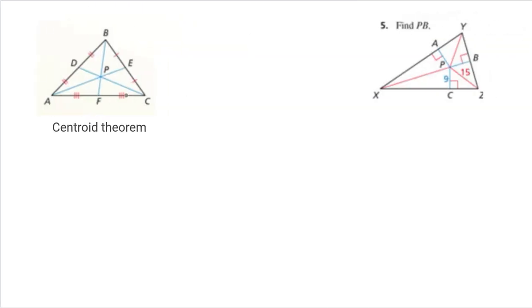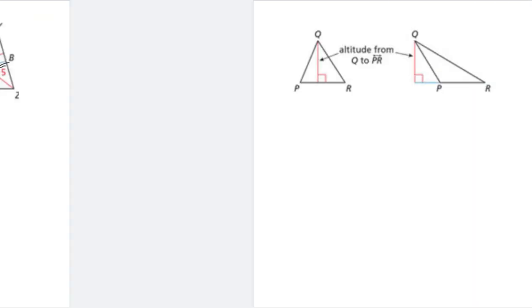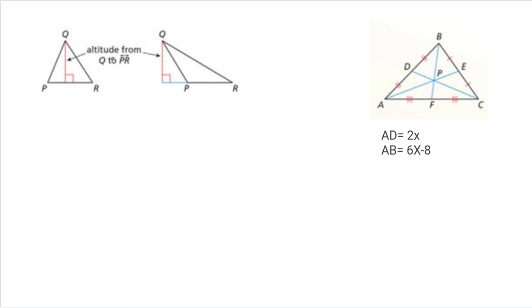Centroid theorem just says that when I split them up, I will create these perfect halves along the length. Okay? So to find BP, B to P, okay? I know that's the same distance here, so BP is 9. Altitude just means how tall the triangle is.